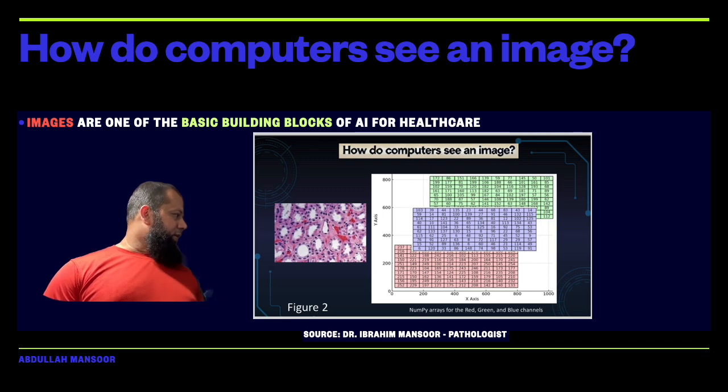Look at this image. This is a colored image of a cell of a human tissue. Wow. So this can be represented by three matrices, which represent red, green, and blue channels. Cool.